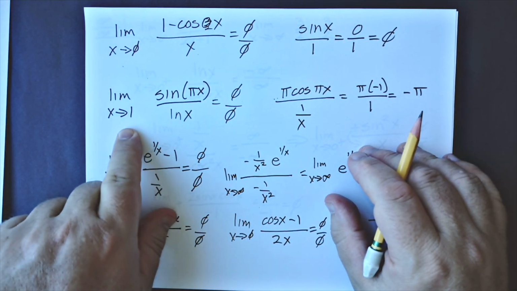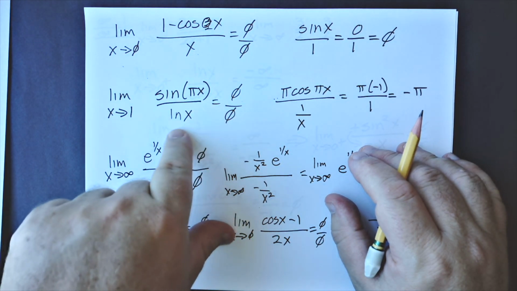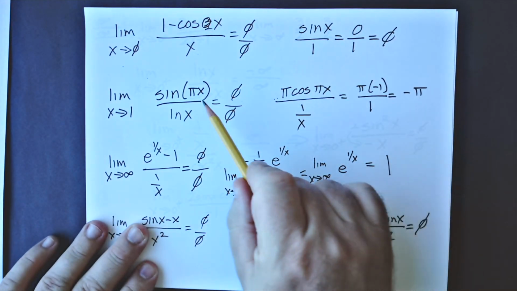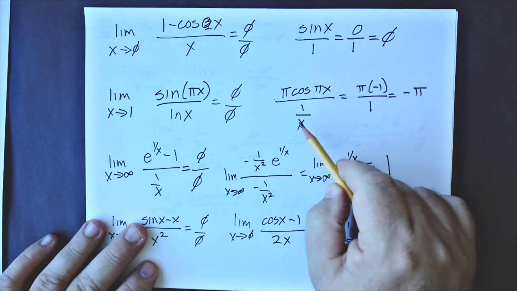And the next problem is the limit as x goes to 1 of sine of pi x over ln of x. That's a 0 over 0. Taking the derivative, well, this is the chain rule, so I get pi cosine pi x over 1 over x.